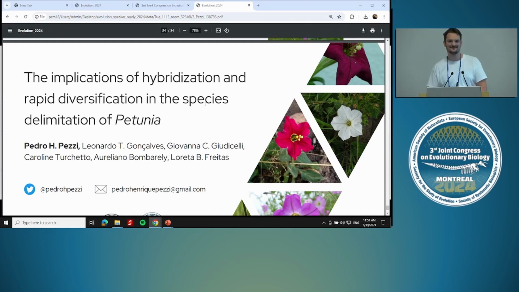Do you know anything about ploidy levels in these? Are they all the same? They are all the same. They all have the same chromosome number, as far as we know. Okay.